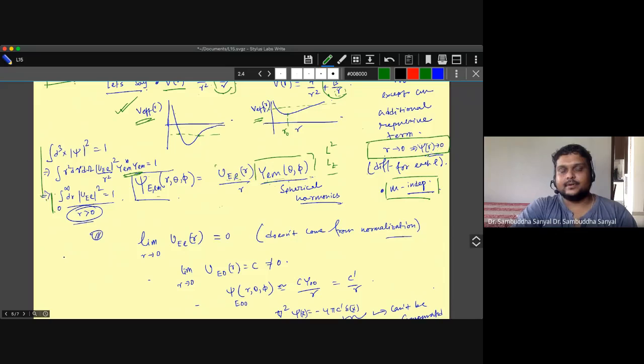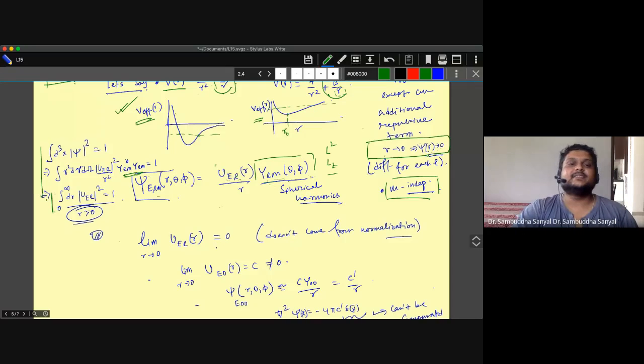Now also notice that normally when we put this condition, that some part of the solution you put to 0, that usually comes from the problem of normalization.